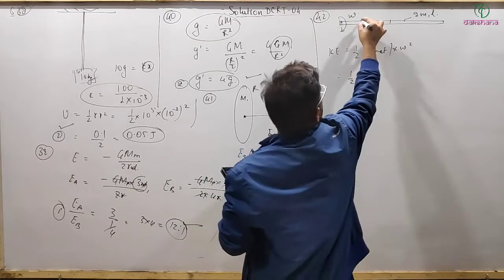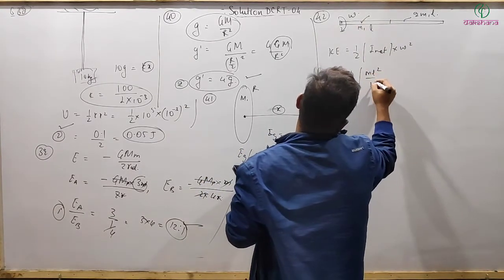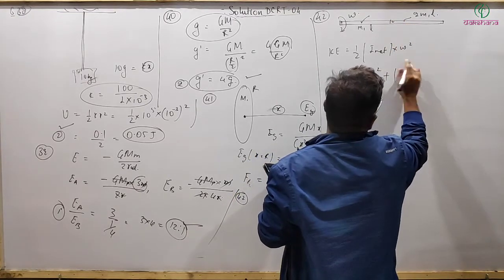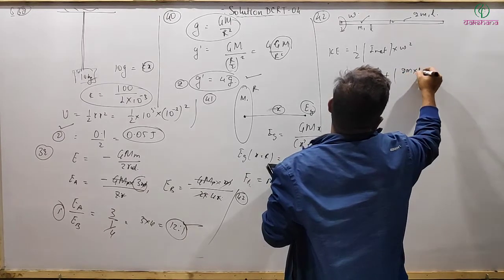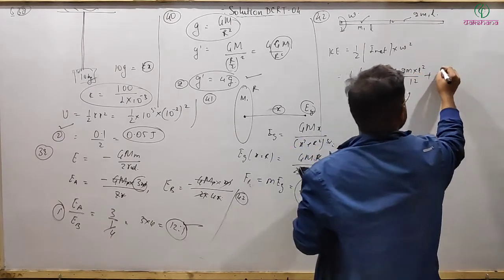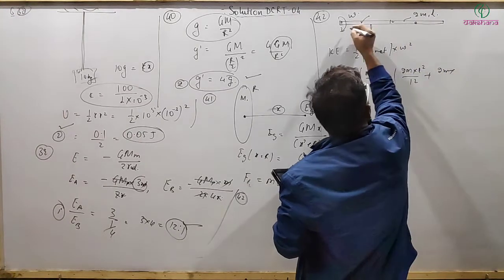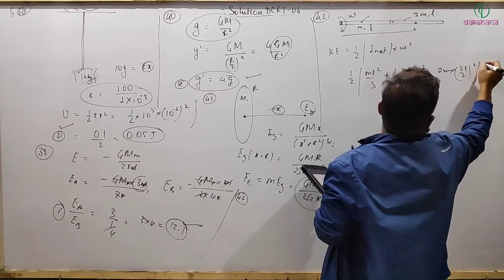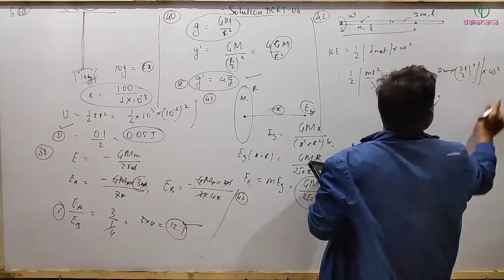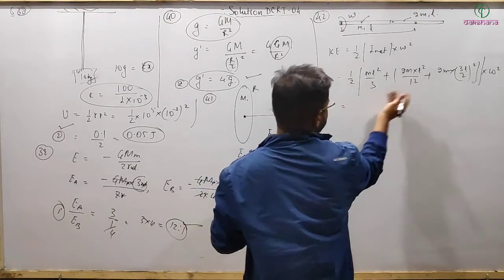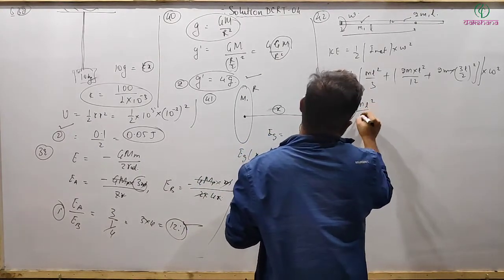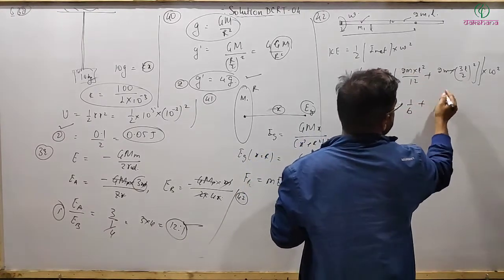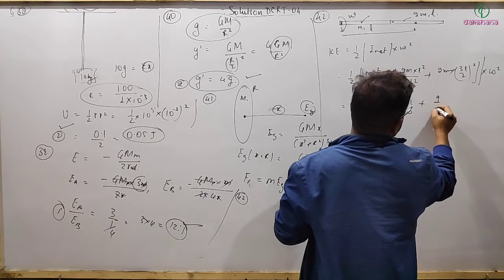1 by 2 I due to this is ml square by 3 plus due to this, so that will be equal to 2m into L square by 12 ICM plus 2m into distance from axis of rotation to center of mass, that is 3L by 2 whole square, this into omega square, right? So taking ml square common, ml square by 2, this is 1 by 3 plus this is 1 by 6 plus this is 9 by 2.